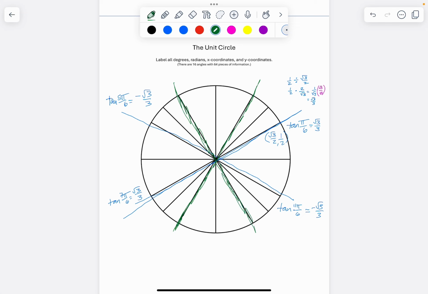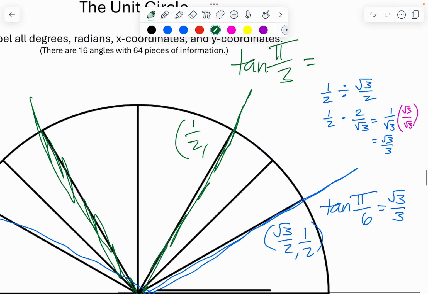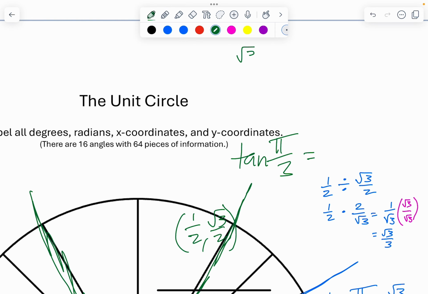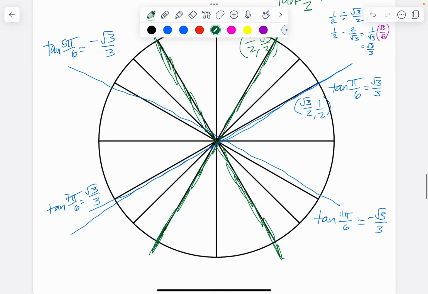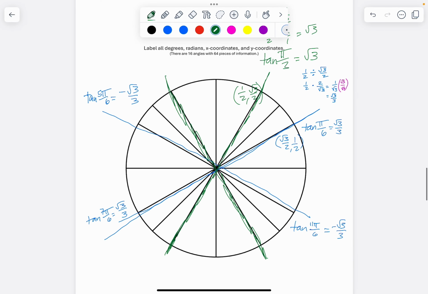So pretend I can draw straight lines. This is going to be tangent of pi over 3. Here our coordinates were 1/2 for the x value and root 3 over 2 for the y value. So when I divide, I'm taking y divided by x, keep, change, flip. The 2's cancel, and this just equals root 3. Okay, so that's root 3, which means when I follow that same exact line, it's going to have the same exact slope. So this down here is tangent of 4 pi over 3, and that's going to be equal to a positive root 3.